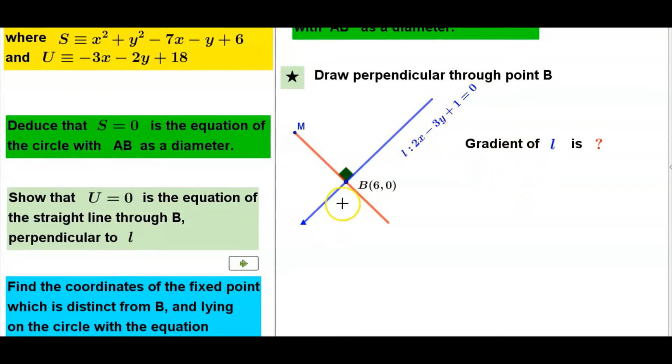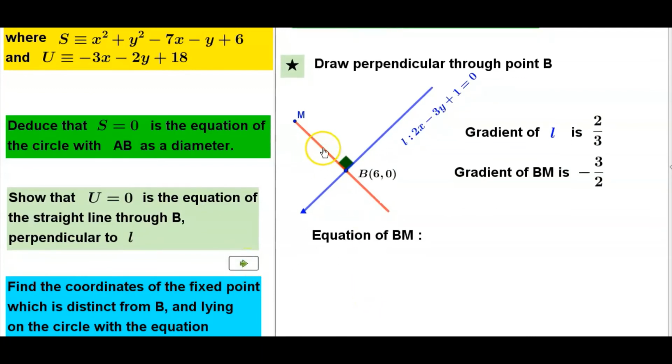So the gradient of L: minus A over B, minus 2 over minus 3. Therefore, 2/3. The gradient of L is 2/3, but this line BM is perpendicular to it, and the product of gradients is minus 1. Therefore, the gradient of BM is minus 3/2.